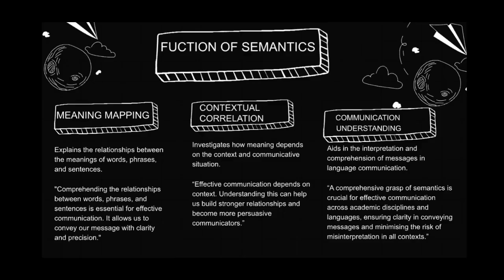And then we have a few functions of semantics. The first function is meaning mapping. It explains the relationship between the meaning of words, phrases, and sentences. Comprehending the relationships between words, phrases, and sentences is essential for effective communication. It allows us to convey our message with clarity and precision.